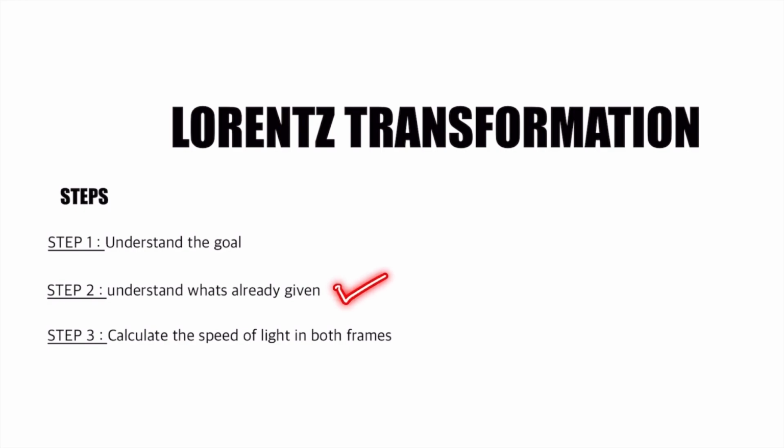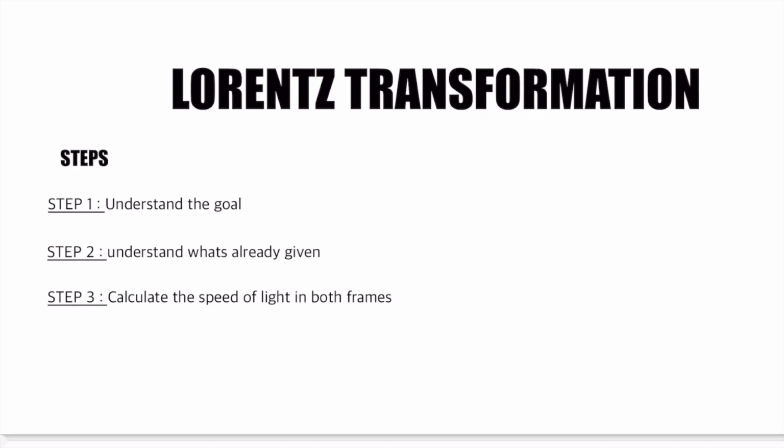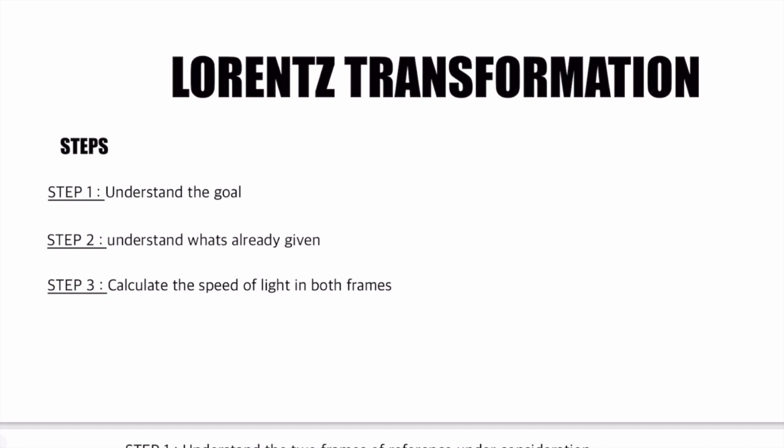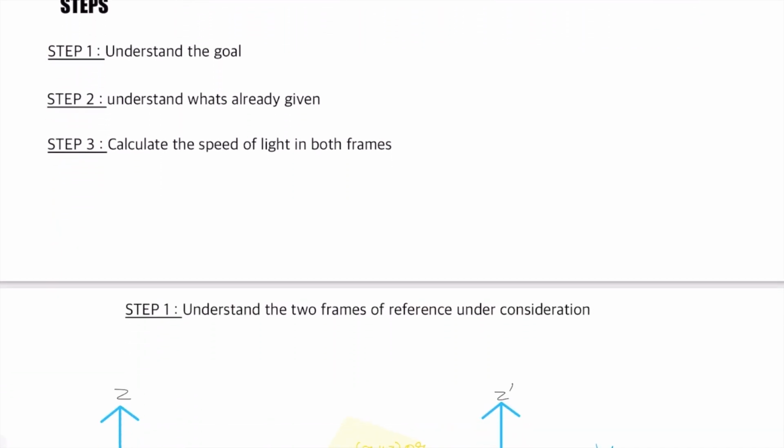Step 2 is to understand what's already given. That means we need to know the Galilean transformation, what it is and what it's telling. And then step 3 is calculating the speed of light in both frames. Special relativity postulates tell us that the speed of light is always constant, and that is the fact that we use to calculate the Lorentz factor, which tells us how much the position and time coordinates are offset when we are moving at a relativistic speed.